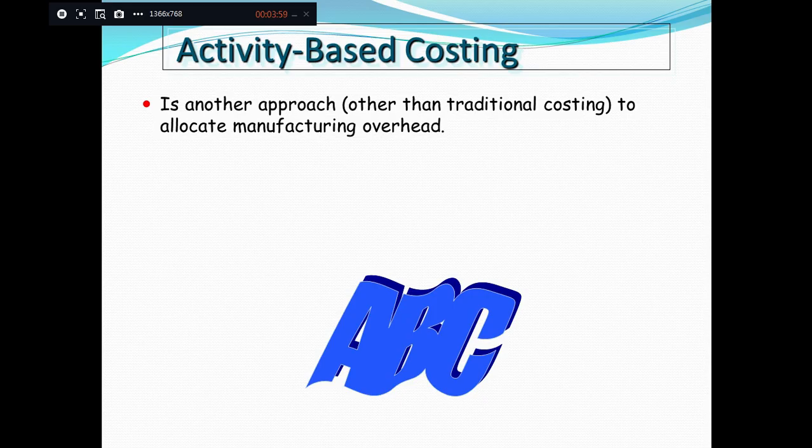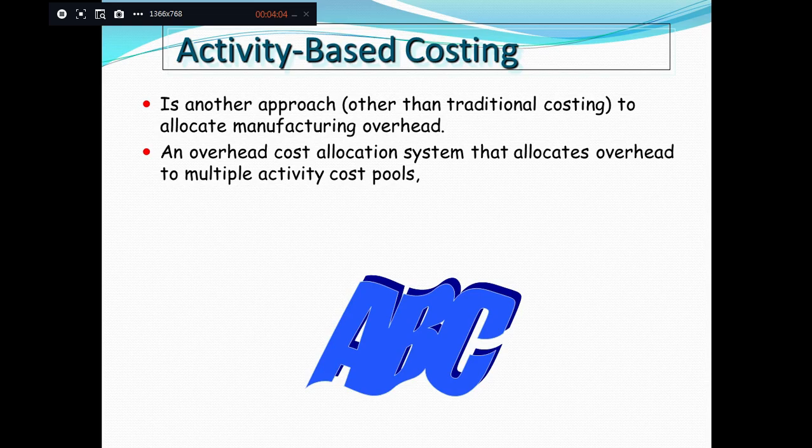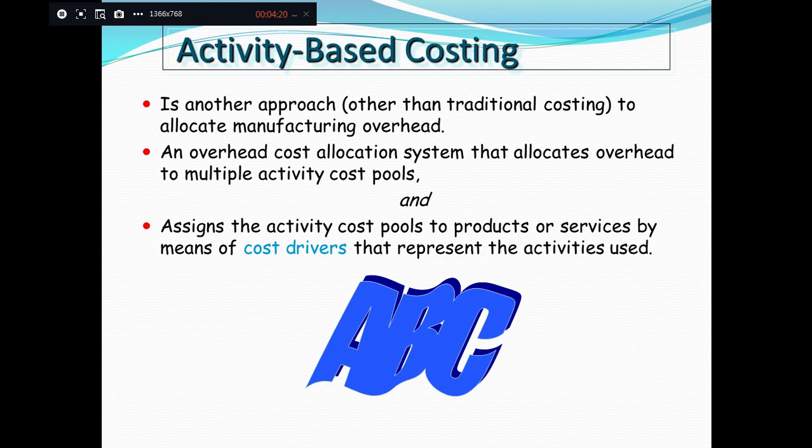So let us go through what is meant by activity based costing and how it works. The activity based costing method is another approach, other than the traditional costing method, to allocate manufacturing overhead costs. It is an overhead cost allocation system that allocates overhead to multiple activity cost pools, and it assigns the activity cost pools to products or services by means of cost drivers. So each activity is measured by its own cost driver. That's the activity that we consumed or we used.